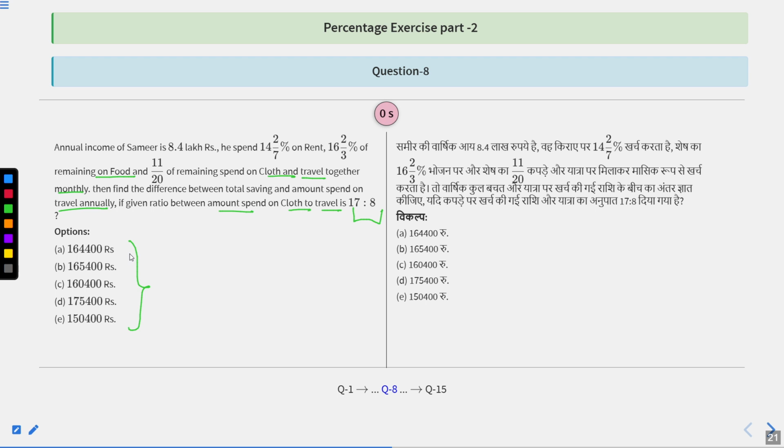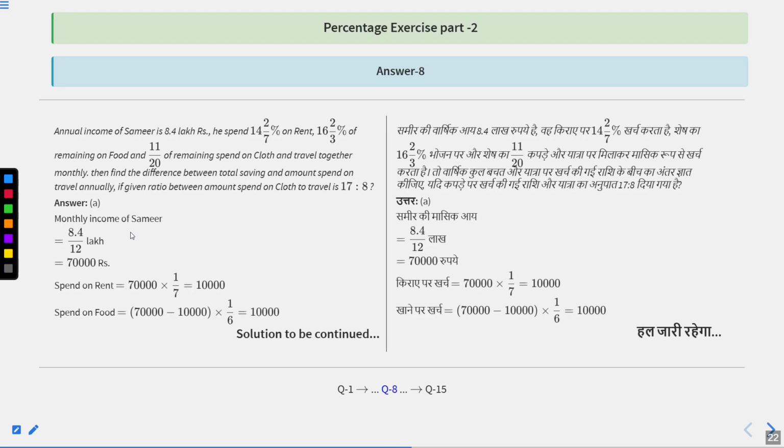Now time's up. Let's see the solution. Question says that annual income of Samir is 8.4 lakh. So monthly income of Samir will be 8.4 lakh divided by 12, which is 70,000 rupees. Spent on rent, which is 14 2/7%, which is 1/7. So 10,000 rupees. Spent on food of the remaining. So first we subtract 10,000 from 70,000, which is 60,000, and 1/6, 16 2/3%. Fraction value will be 1/6. So again 10,000. Solution to be continued.